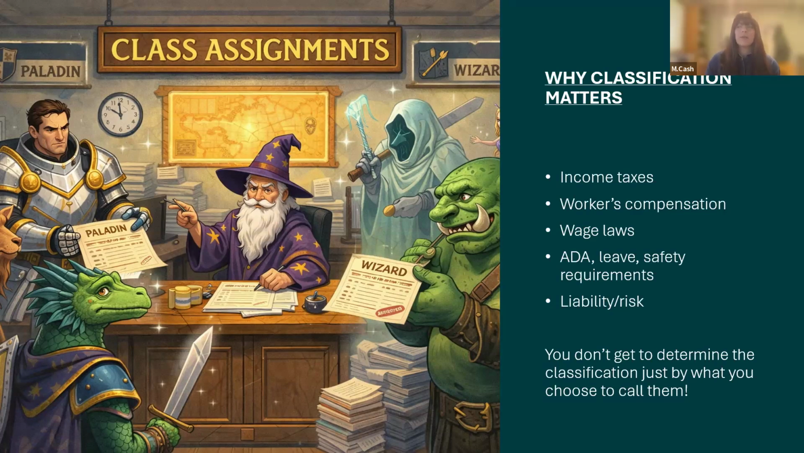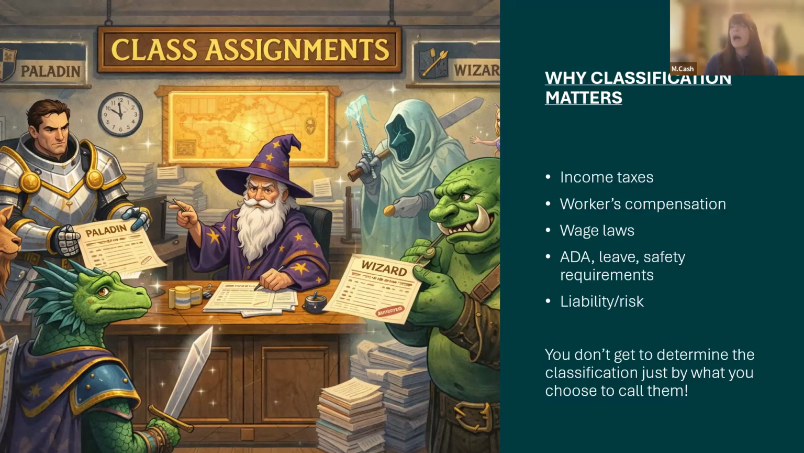If someone is an employee, the township is responsible for withholding income taxes, Social Security, Medicare, providing workers' comp and unemployment insurance, following minimum wage and overtime laws, meeting ADA compliance, leave requirements, safety requirements, and handling liability for their negligence. But if someone is an independent contractor, they pay their own taxes, they provide their own insurance, they have their own equipment, they take on their own risks, legal risks and profit loss risks. So classification has an effect on a lot of things.